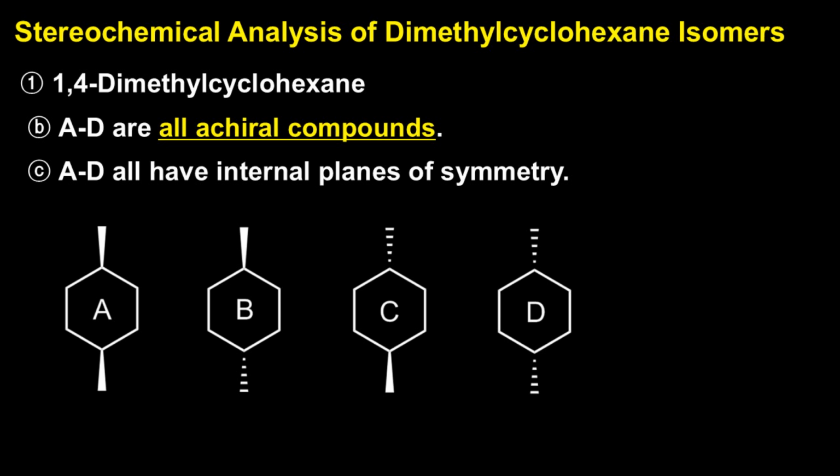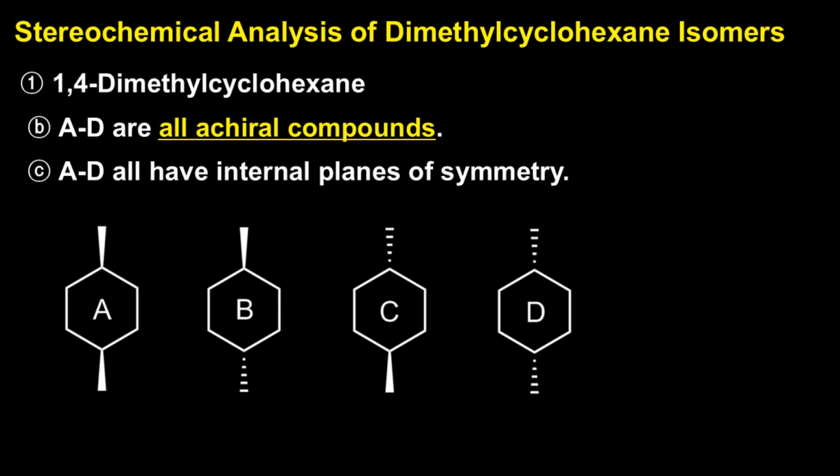At this point, you might be thinking, wait, if they have a plane of symmetry and match their mirror image, doesn't that make them meso compounds? It's a great question, and the answer is actually no. Here's the key idea. For a molecule to be meso, it has to have chiral centers, plural. A meso compound is one that has chiral centers, but still ends up being achiral because of internal symmetry. But in this case, 1,4-dimethylcyclohexane doesn't have any chiral centers to begin with. And if there are no chiral centers, the concept of meso just doesn't apply.